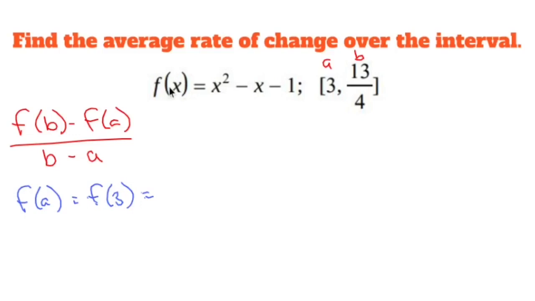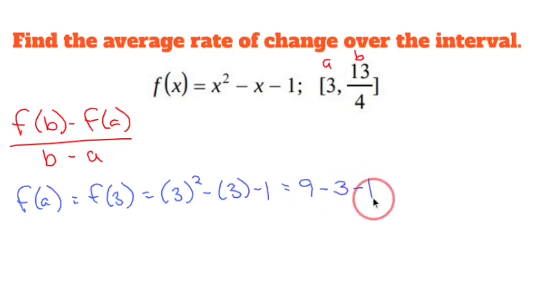F of 3 means I take 3 and I plug it into every X up here. So 3 squared minus regular 3 minus 1. 3 squared is 9, minus 3 is 6, minus 1 is 5, bada bing. So f of a is 5. A was 3. Now on to the rough stuff.